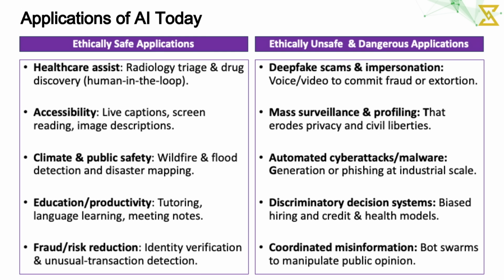Climate and public safety area: AI is already detecting wildfires and floods early, spotting methane leaks, and mapping and tracking disaster areas. Education and productivity: AI is assisting in tutoring, language learning, complex document summarization, and creating meeting notes. Fraud and risk reduction: AI is being used for identity verification, unusual financial transaction detection, and phishing filters.